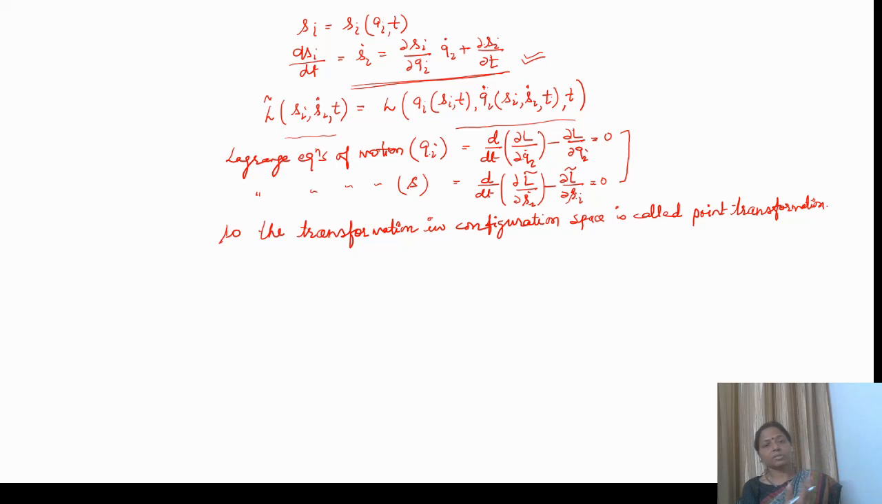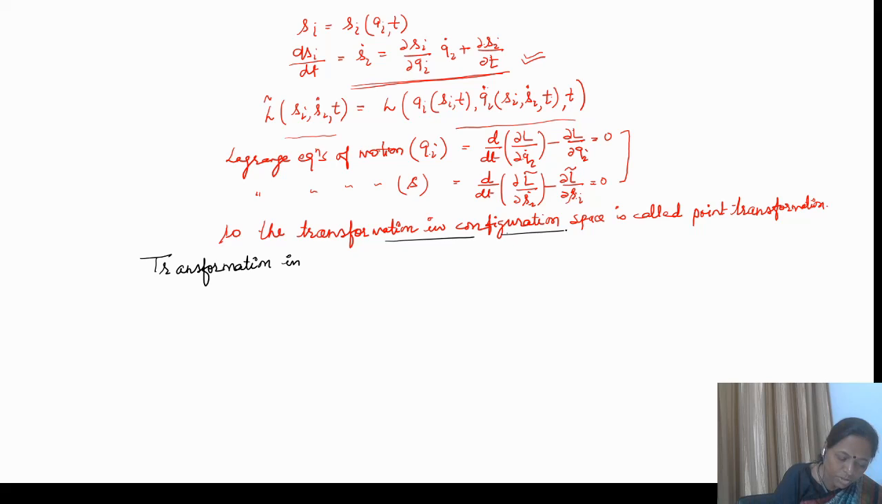Now what happens if we transform the coordinates in phase space? Okay, now if I talk about the transformation in phase space, this is the transformation in configuration space, where your S dot is bound to change with the help of a rule which I described earlier. Transformation in phase space.